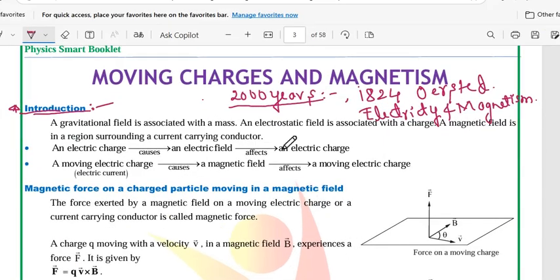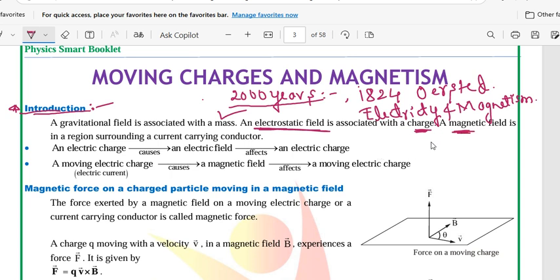Now coming to the concept. Coming to the introduction part of moving charges and magnetism. A gravitational field is associated with the mass, of course. Is it or not? The gravitational field is associated with a mass, and an electrostatic field is associated with a charge. I have discussed this in the earlier classes. The gravitational field is associated with the mass and the electrostatic field is associated with the charge.